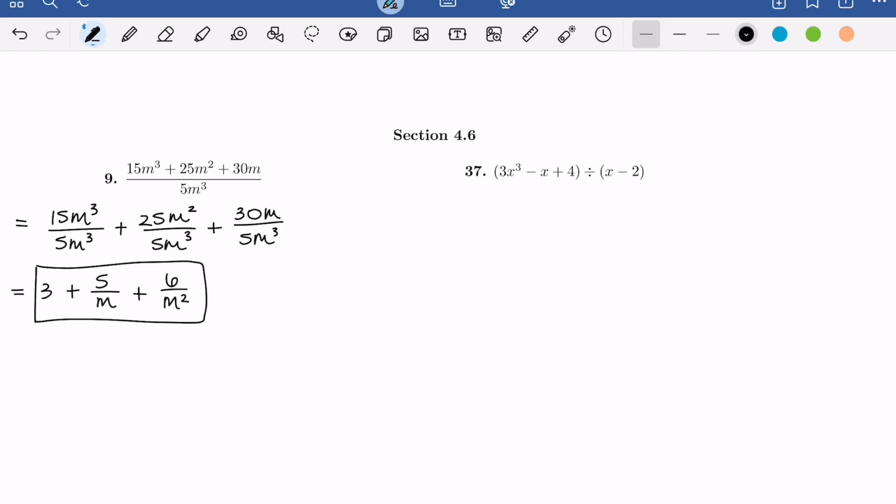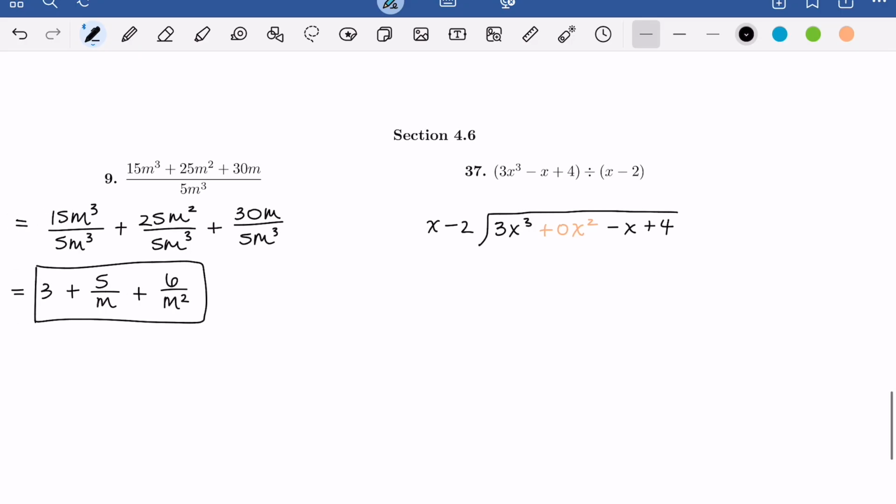So first, let's go ahead and write this in the correct form. We're going to have 3x cubed as our first term. And then, like I said, we're going to have a placeholder for our squared term, but in a different color. And then we're going to have minus x plus 4. And this entire thing is being divided by x minus 2.